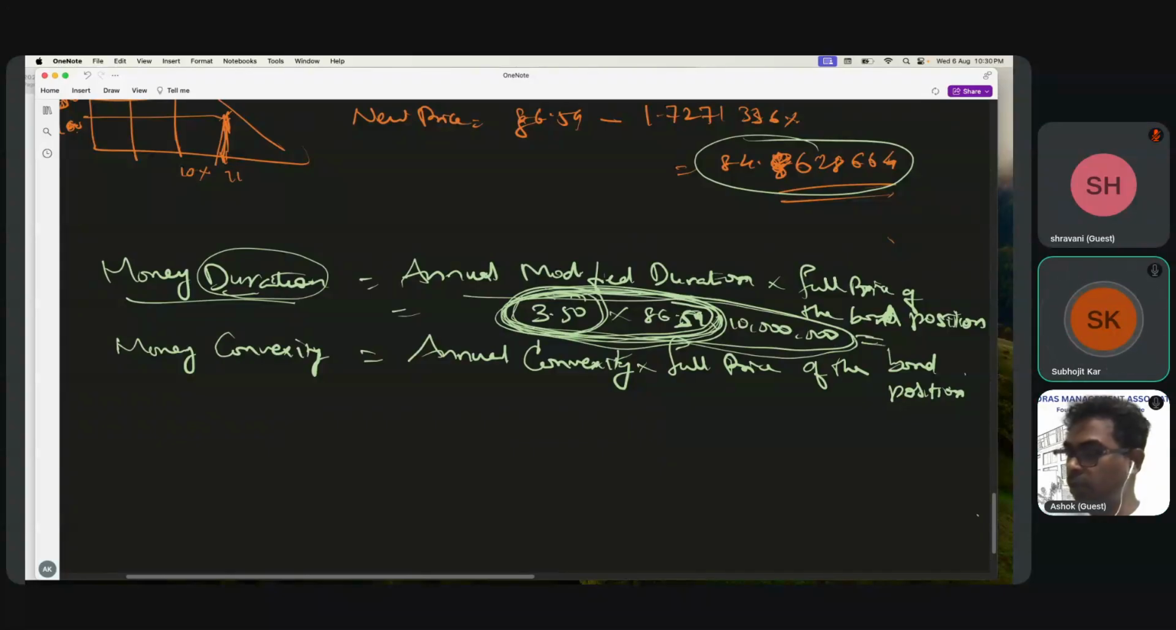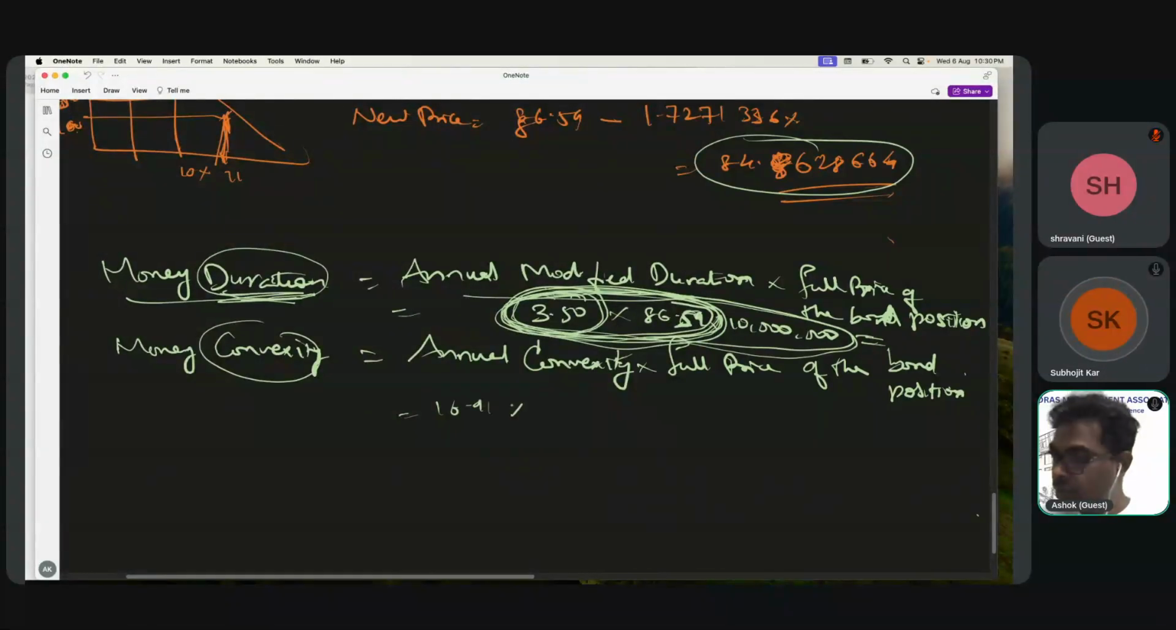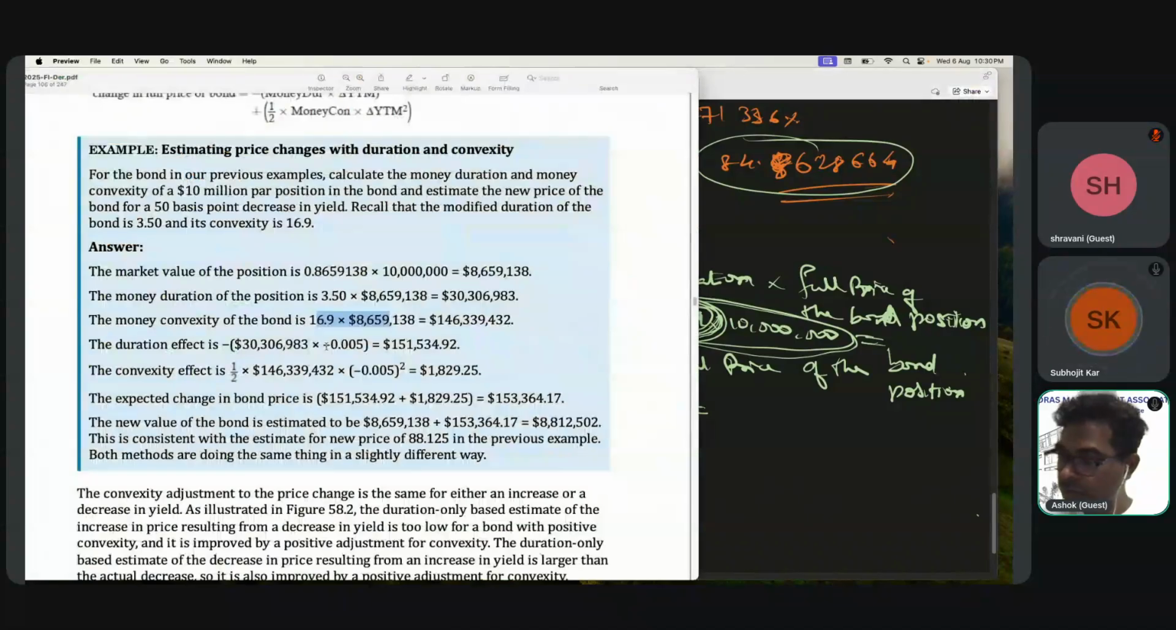Now multiplied by the full position that I have. So this much will be the change. Similarly, not only duration is going to affect, convexity is also going to affect. So annual convexity into again same full price. So what is the convexity? Convexity was 16.91. So that 16.91 into full price is again 10 million. Okay, so that comes to, uh, what is that?